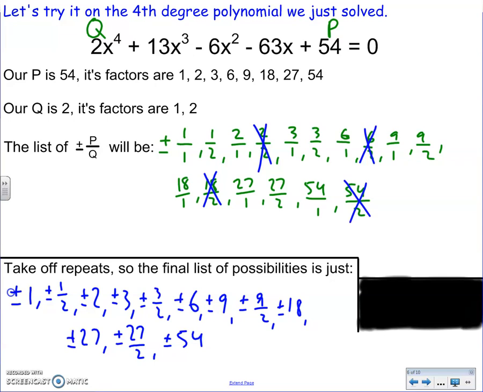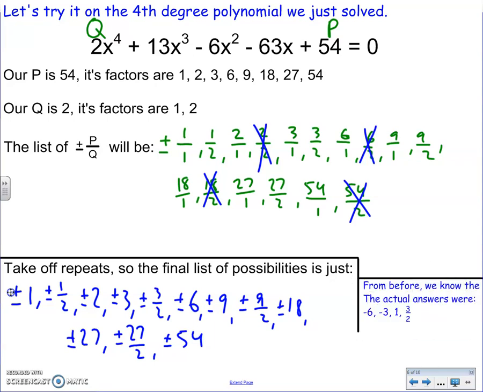So that giant list I have, 1, 2, 3, 4, 5, 6, 7, 8, 9, 10, 11, 12. There's 12 things to check, but with the positive and negative versions there's actually 24 numbers to check in our list. Now remember, we solved it. These are the actual answers again. Are those numbers in my list? Is negative 6 in here? Yeah, negative 6 is part of this. Is negative 3 in there? Yes. Is positive 1 in there? Yeah. Is 3 over 2 in there? Yes, right here. See, all 4 of the answers were in this list because they're all rational.